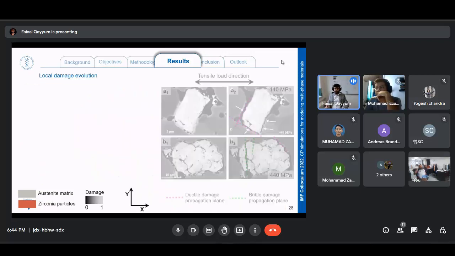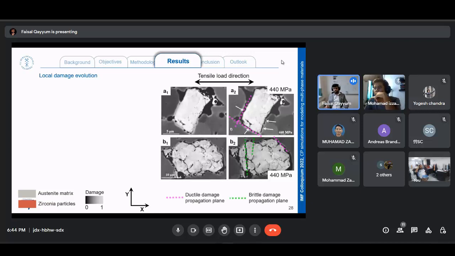Now, if I compare this trend with the experimental observations which were published before, we see that in other publications it was shown that in the left figures you will see the zirconia particles at the initial state, and in the right figures you will see the zirconia particles and the austenite matrix around them at the final stages. It was also reported that at an overall stress of around 440 MPa, the strain was not precisely reported, it is observed that there is interface decohesion around the zirconia particles, as well as brittle cracking of the zirconia particles perpendicular to the applied load.